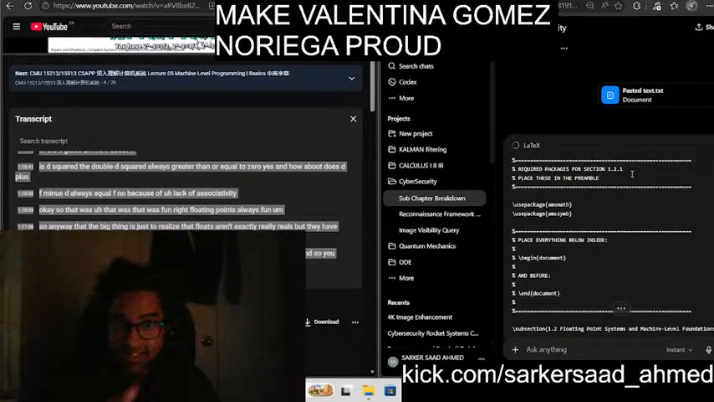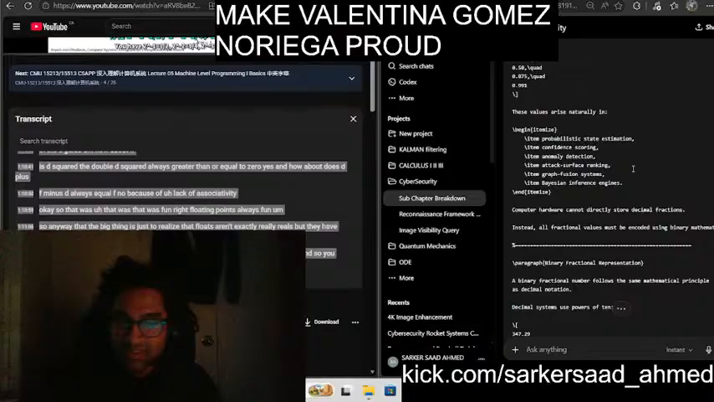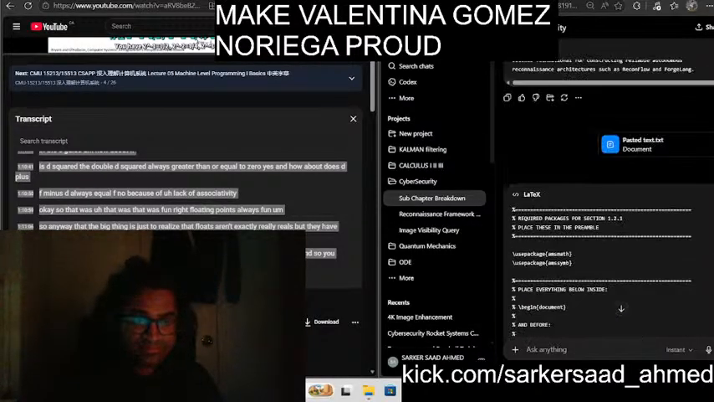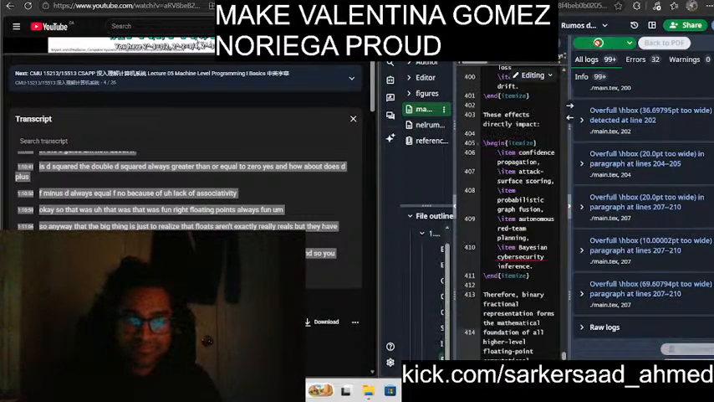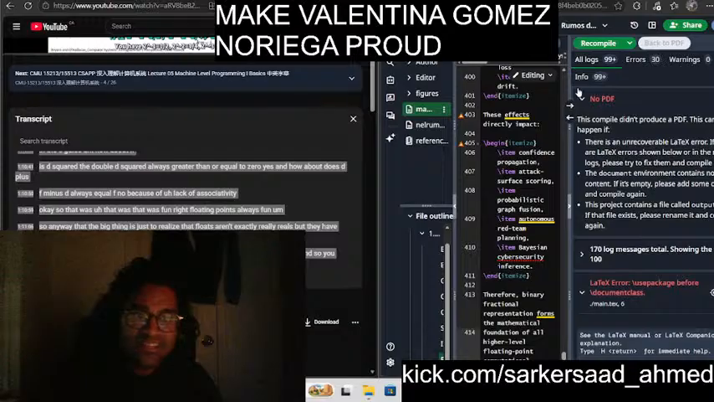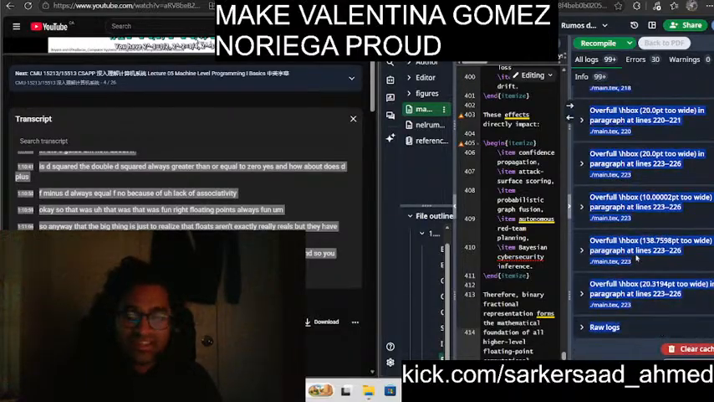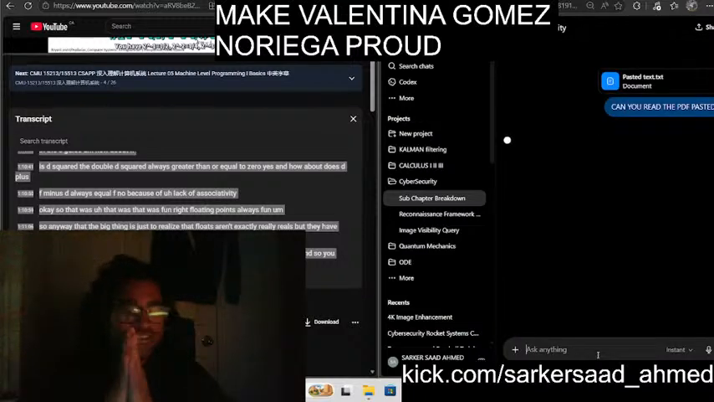It doesn't understand. It literally doesn't understand. Believe me, I'm going to get the same error because I literally see the same thing. What did I tell you? Come on. Can you read the PDF pasted text? No, you can't. You cannot.